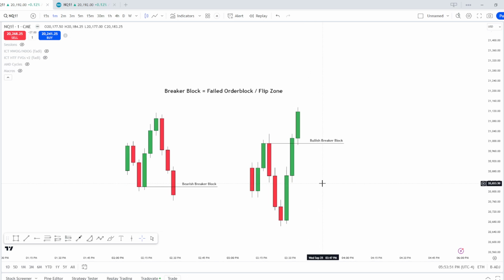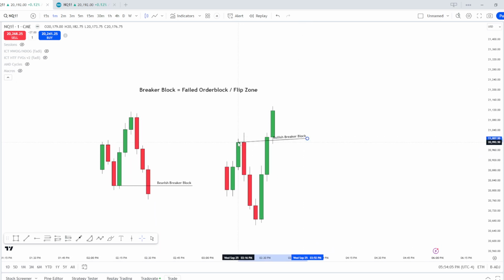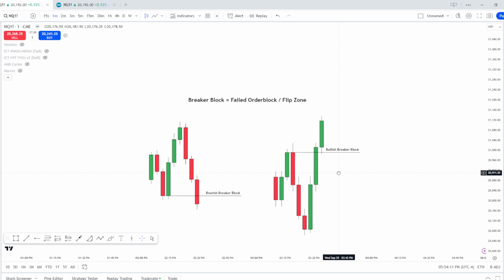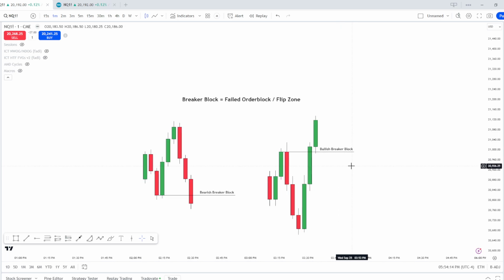One thing I will say with breaker blocks is that it is completely up to you if you want to include the wicks or not. I personally, most of the time, do not include the wicks. I'm most of the time just looking at the bodies of the candles, and that's what is most important to me. But like I said, it's very simple, and it's the same thing as an inverse supply and demand zone. It's essentially just a failed order block turning into a flipped zone. If you expected a bullish order block to hold bullish and it gets closed underneath, you're essentially just expecting it to be a bearish order block type of thing. It's just a different name for it.